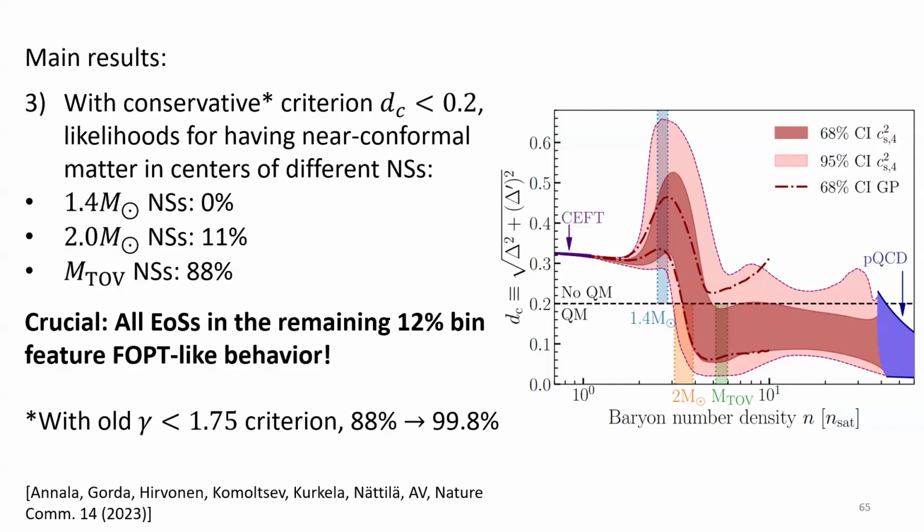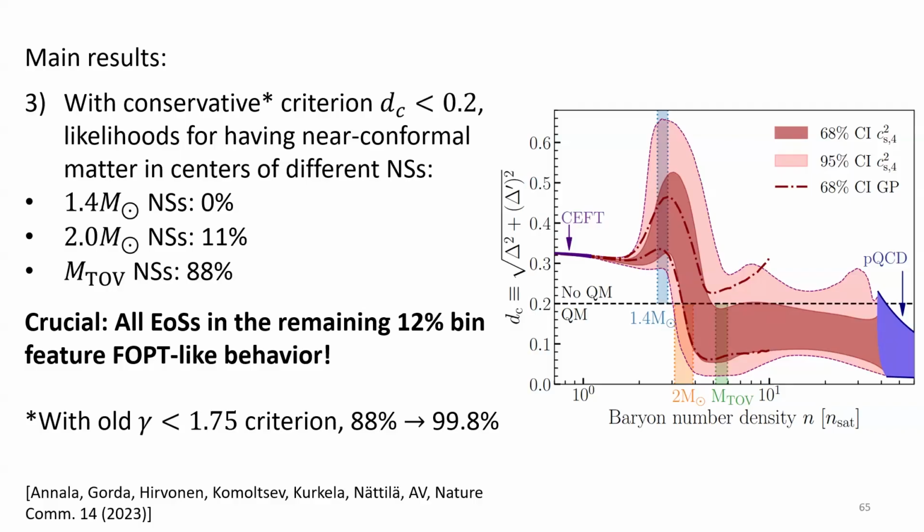The results were that for 1.4 solar mass neutron stars we got exactly 0, saying that the system is definitely non-conformal. For 2 solar mass neutron stars this value is about 11%, and for maximally massive neutron stars we obtained almost 90%.